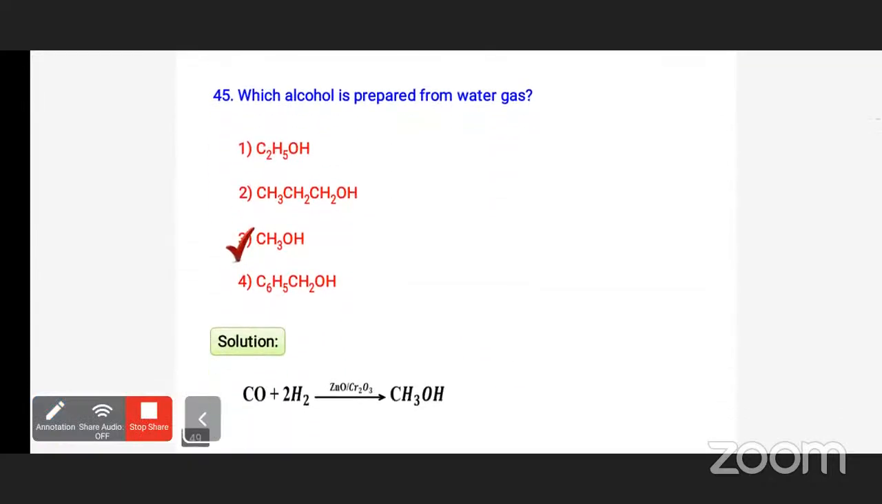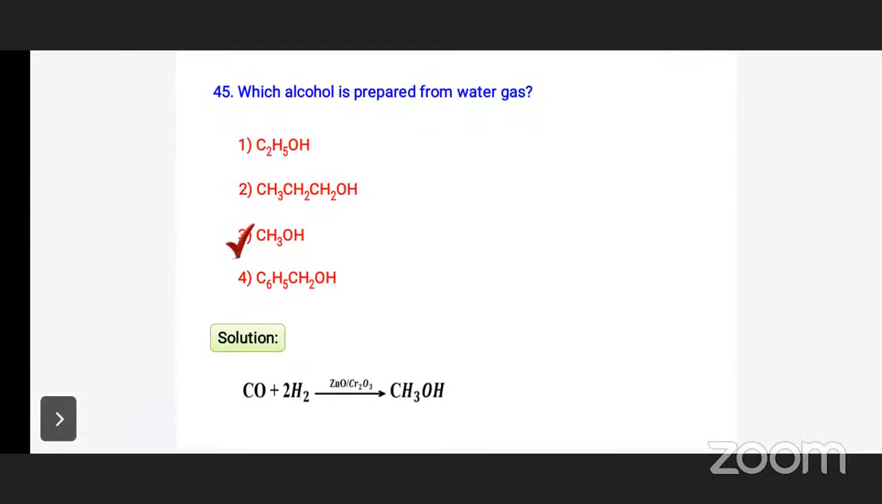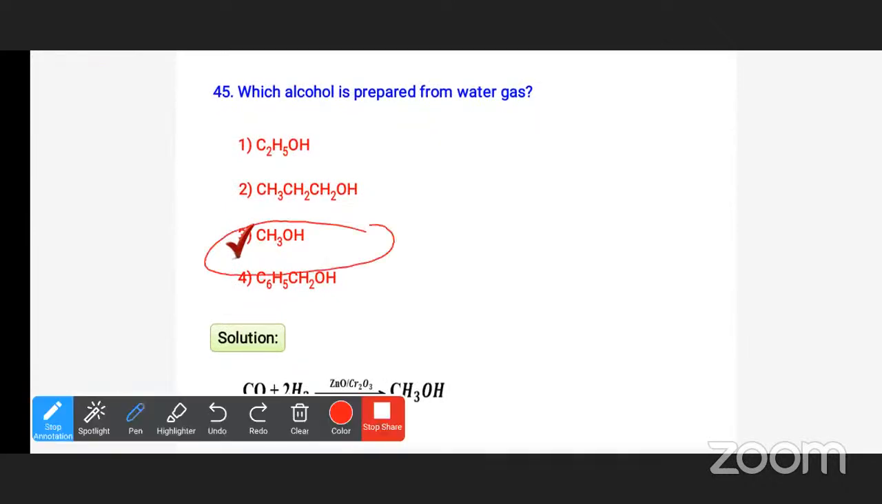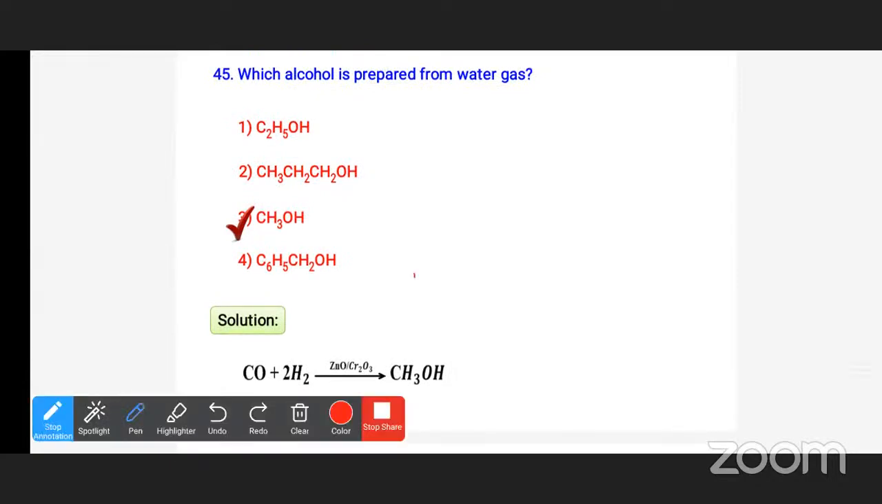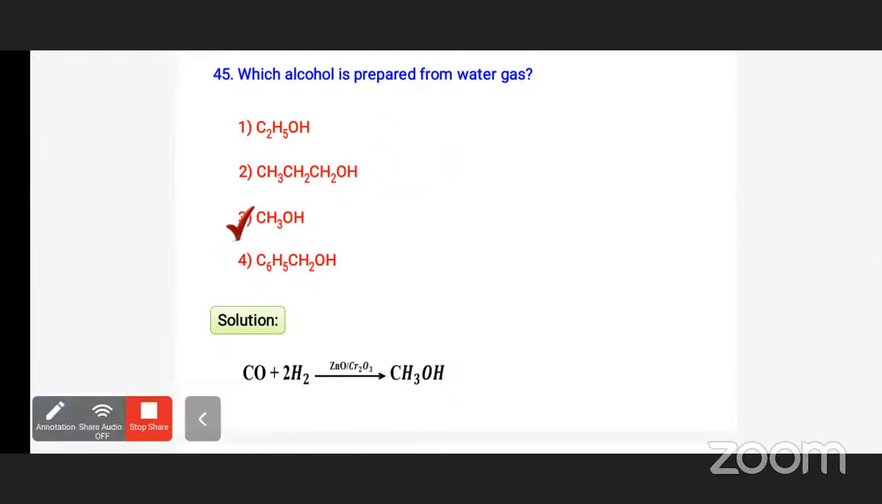Which alcohol is prepared from water gas? Water gas converts into which alcohol? Methyl alcohol. What is water gas? CO and H2, in the presence of catalyst zinc oxide and chromic oxide, gives methyl alcohol. So in the above options, the third one, methyl alcohol, is the correct option. Okay.